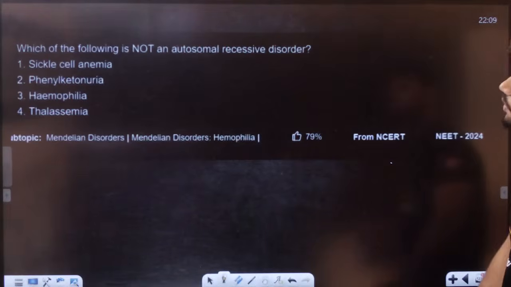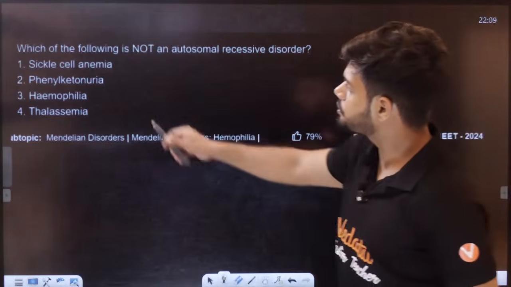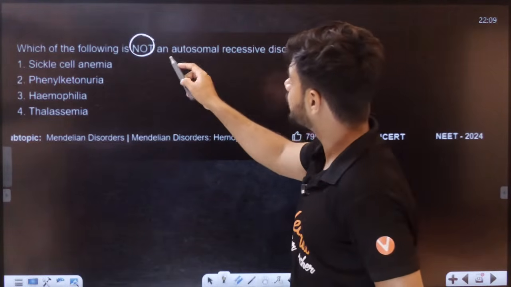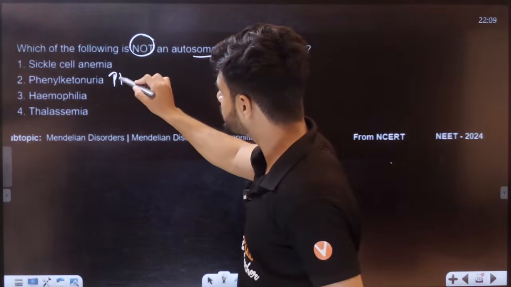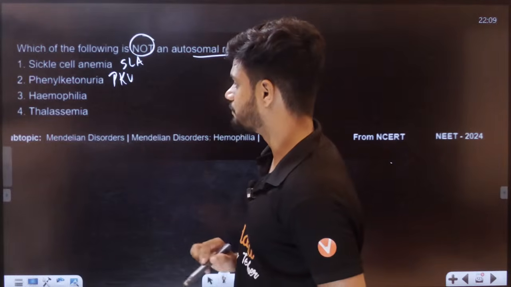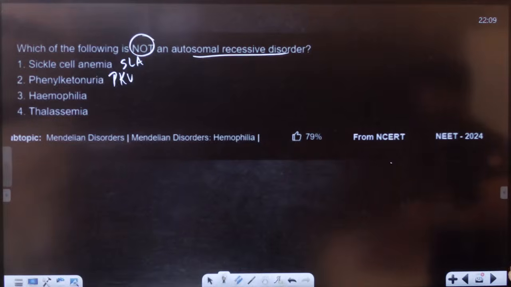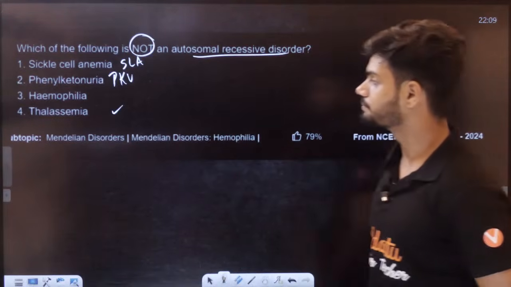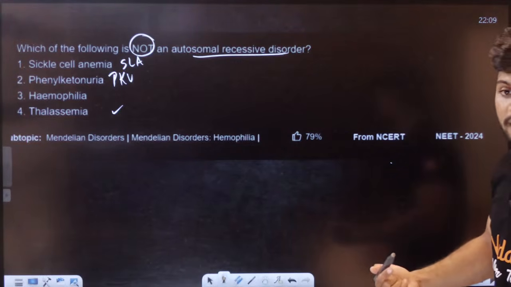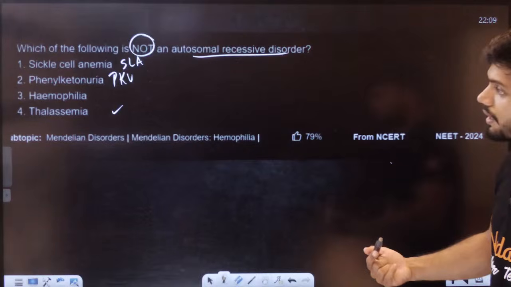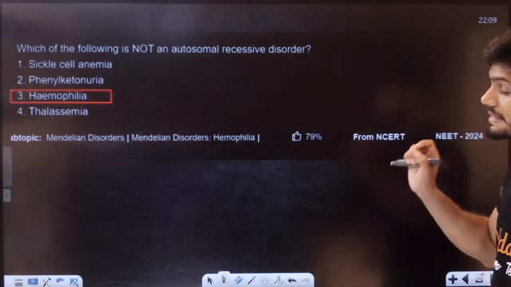Okay. Students, solve this question. Which of the following is not an autosomal recessive disorder? We know PKU, sickle cell anemia, as well as thalassemia. All three are what? Autosomal. We also know hemophilia and color blindness are what? They are sex linked.